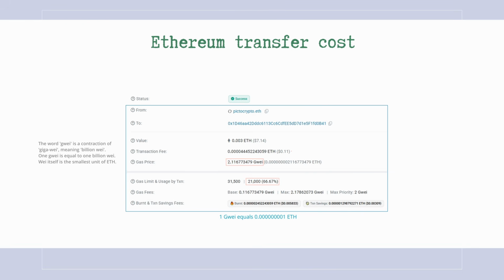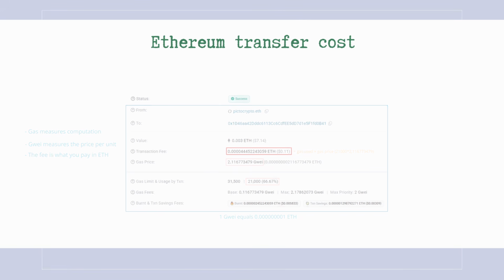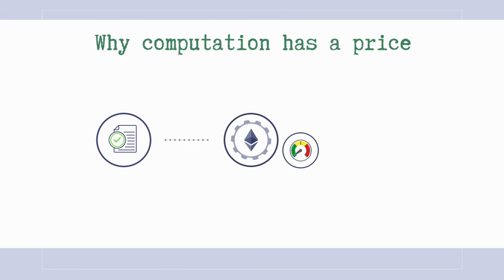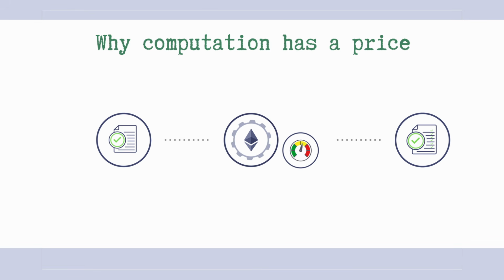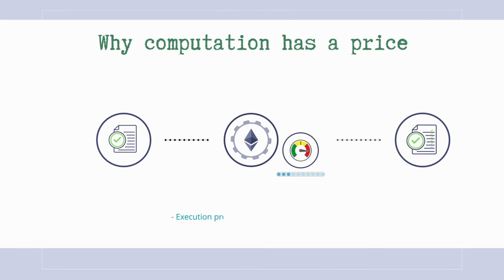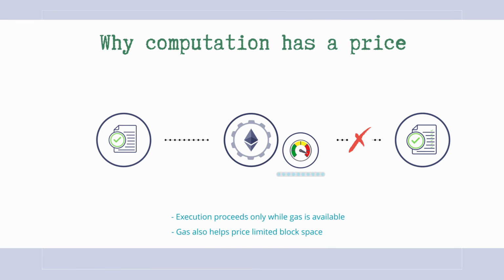And transaction fees combine both. Gas measures computation. Gwei measures the price per unit. The fee is what you pay in ETH. Computation on Ethereum must be bounded. Without limits, contracts could consume excessive resources. Gas prevents this. Execution proceeds only while gas is available, but gas also helps price limited block space.